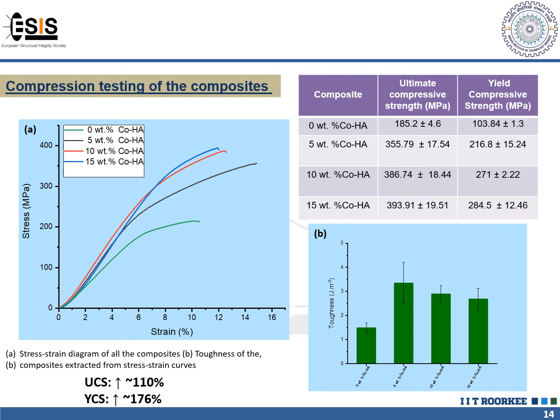Further, the compression test was also performed to measure the ultimate compressive strength and the yield compressive strength of the composites. Here we can see that after the addition of 15% HA in the Mg3Zn matrix, the ultimate compressive strength was enhanced by approximately 110% and the yield compressive strength was enhanced by approximately 176%. So the addition of co-precipitated HA has enhanced the strength of the composite.